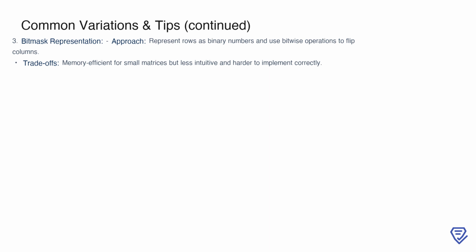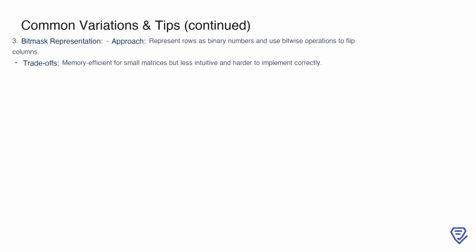Another approach worth mentioning is the use of bitmask representation. Here, instead of working with rows as arrays, you represent each row as a binary number. This allows you to perform column flips using bitwise operations, which can be quite memory efficient for small matrices. However, while this method can reduce memory usage, it is less intuitive and can be harder to implement correctly, especially when ensuring consistency across rows. It requires a solid understanding of bitwise operations and careful attention to detail to avoid errors. While it's a viable alternative, its complexity and implementation challenges make it less suitable for general-purpose problem-solving compared to the hash map method.